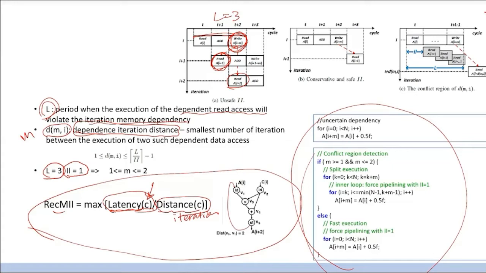the M, basically we reverse that. Let's say that we would like II equal 1. So what is the safest distance? That's the M we want to find out. So there will be L divided by II minus 1. In this case, M will have a conflict. There's a dependency iteration distance, which means that there will be a hazard if M is between 1 and 2.